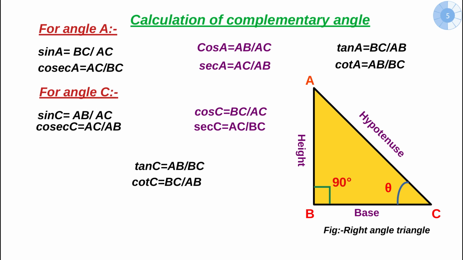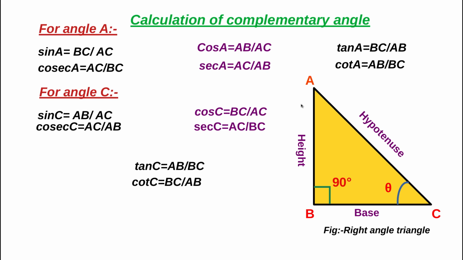Now we calculate the ratios for complementary angles. From this triangle, angle A and angle C are both acute angles. So for angle A we calculate the ratios of sin A, cos A, tan A, cosec A, sec A and cot A. And for angle C, this acute angle, we calculate the ratios of sin C, cos C, tan C, cosec C and sec C. Now first we calculate for angle A.